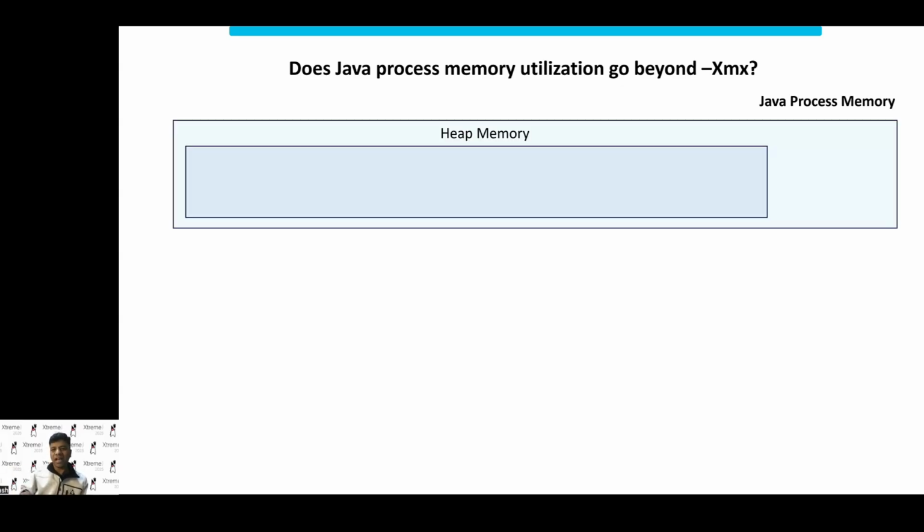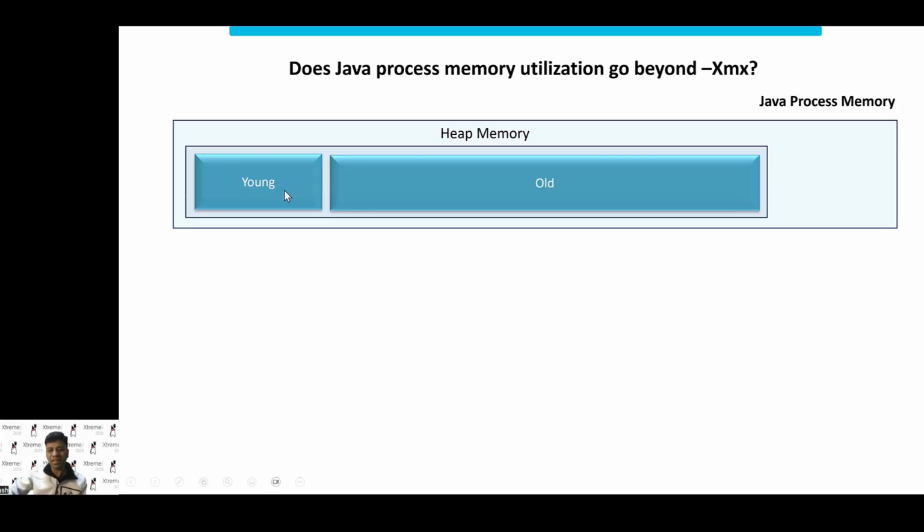Java memory has multiple regions. One of the primary regions is called heap memory. This heap memory contains the young generation and old generation. As a developer, I create objects, right? Say I say new account object. When I write that code, when JVM executes, that object is created in the young generation. And if it tends to live for a long period, it gets promoted to the old generation. So when you set Xmx, my friends, you are actually setting the size of your heap memory.